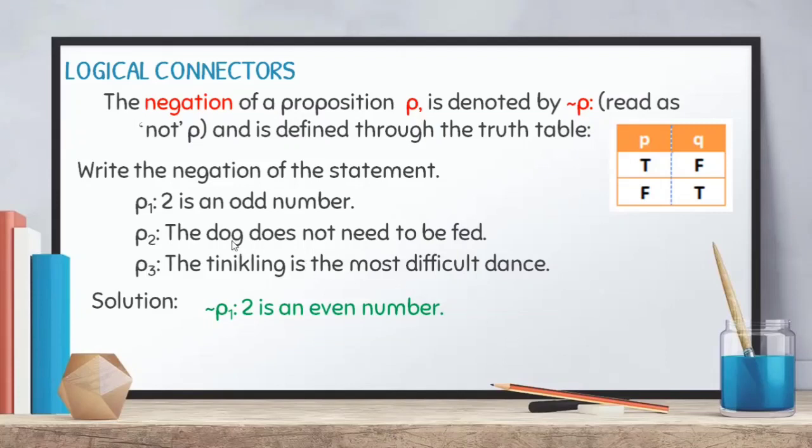So that would be 2 is an even number. The next one, P sub 2, the dog does not need to be fed. We're going to check our sentence. It is a negative sentence because we have here our word not. Okay? So meaning we're going to get the opposite of our statement. And that would be not P sub 2, the dog needs to be fed. So look at this. We just remove our words does not to make it a positive statement.